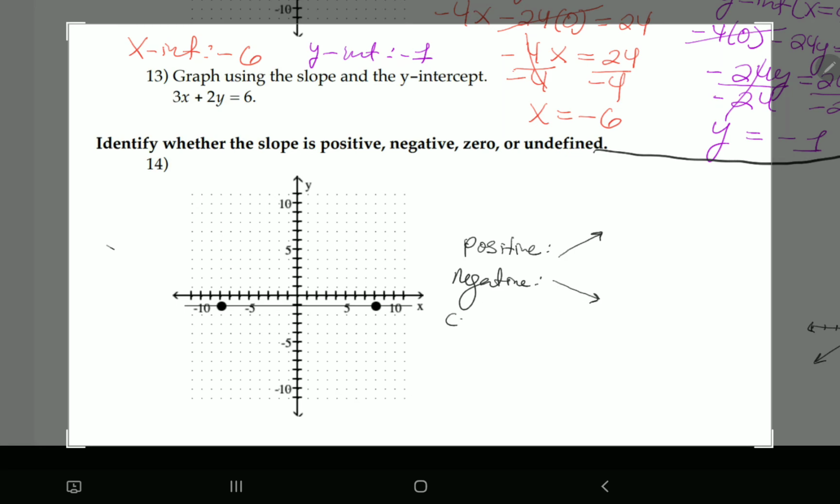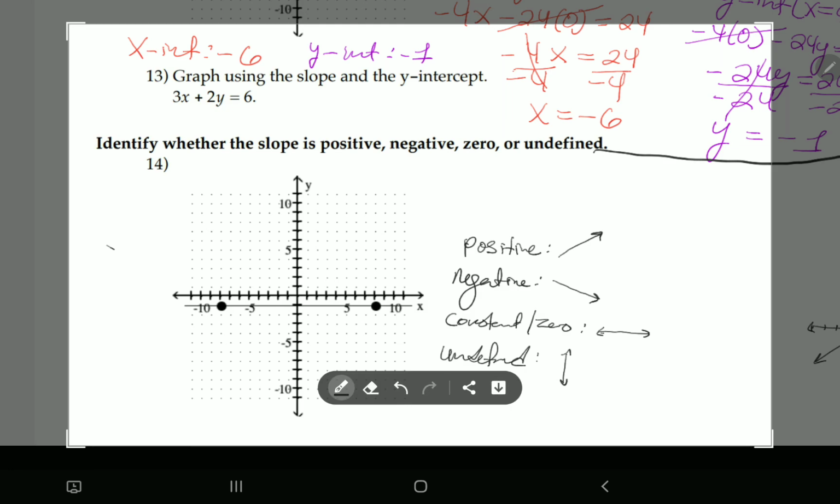If the slope is a constant, which we call a zero slope, from left to right, the line stays horizontal. Rather, the line is completely horizontal. And if the slope is undefined, it's like walking up a wall. It is a vertical line. Number 14, this line is horizontal. Because this line is horizontal, that means the slope of this line is going to be 0.